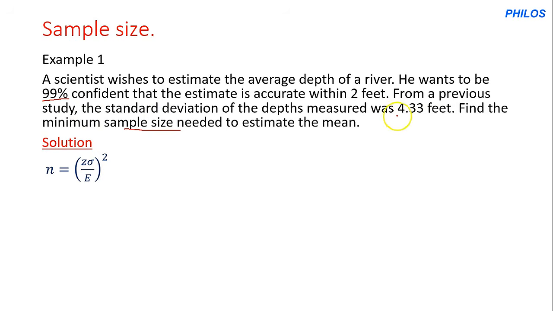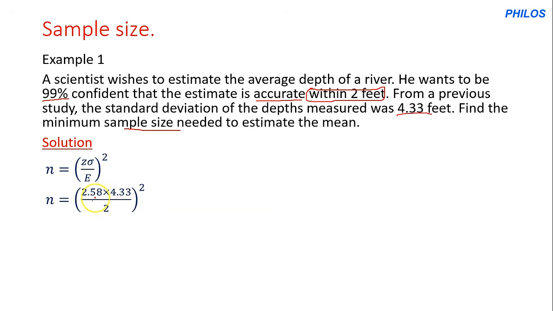And then the standard deviation was also given as 4.33 because the question says the standard deviation of the depth measured was 4.33 feet. So this is the standard deviation. Now the question says he wants to be 99% confident that the estimate is accurate within 2 feet. Whenever you have a statement like this, within 2 feet, within 5 feet, you should know that this is the margin of error. So our margin of error is 2. So let's substitute that in the formula. So the z is 2.58, the standard deviation is 4.33 and the margin of error is 2.